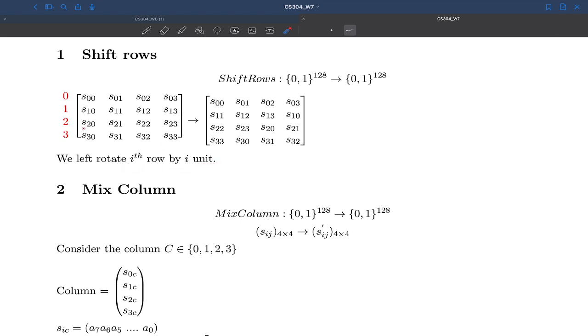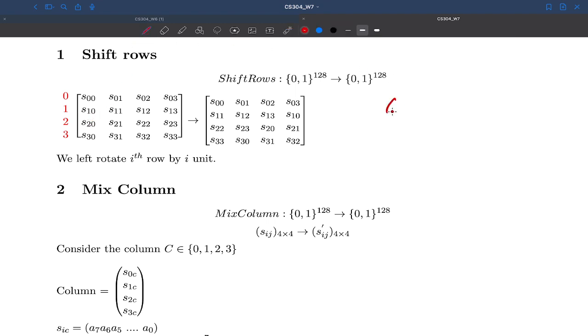Let's say I have row 2. Here i is basically the index of the row. I am using zero-based indexing. So the row at index 2, we left rotate this row by 2 units. So what will happen if you left rotate this row by 2 units?